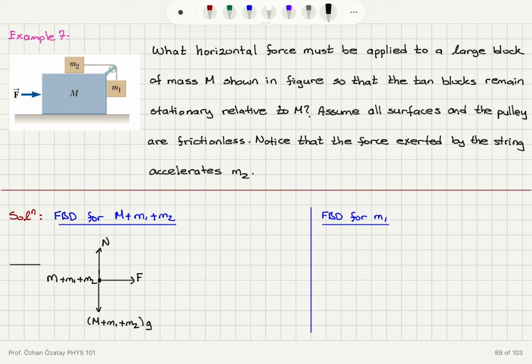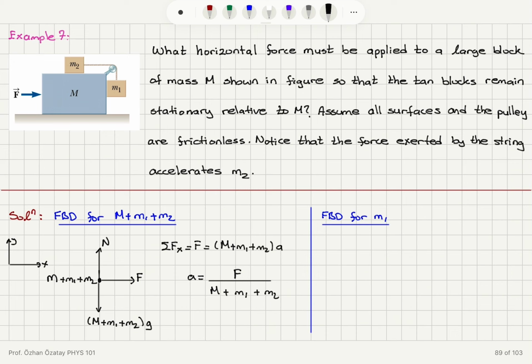So this is going to be the x-axis, this is going to be the y-axis. And when I write the net force on the x-axis, it is just F. And that is responsible for the common acceleration, M plus M1 plus M2 times A. So I find that the acceleration of the system to the right must be the horizontal force F divided by capital M plus M1 plus M2.